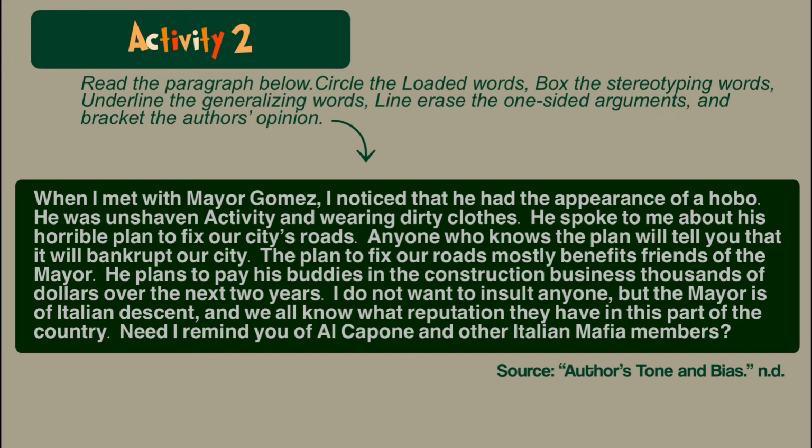When I met with Mayor Gomez, I noticed that he had the appearance of a hobo. He was unshaven and wearing dirty clothes. He spoke to me about his horrible plan to fix our city's roads. Anyone who knows the plan will tell you that it will bankrupt our city. The plan to fix our roads mostly benefits friends of the mayor. He plans to pay his buddies in the construction business thousands of dollars over the next 2 years.